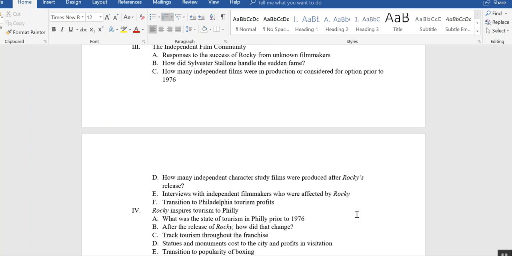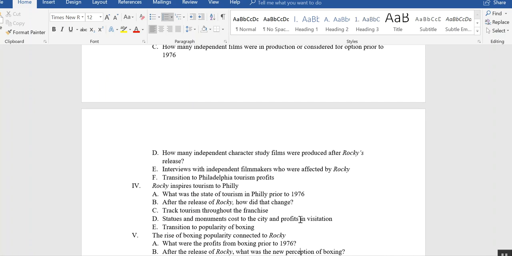I can't just say it and expect the reader to say, yep, absolutely, it was absolutely that. I have to say how many, and start with my facts and figures, and how many films were made prior to Rocky by independent filmmakers, and so forth. So this I would fill out more later. I just wanted to give you an idea of how I would set up an outline.